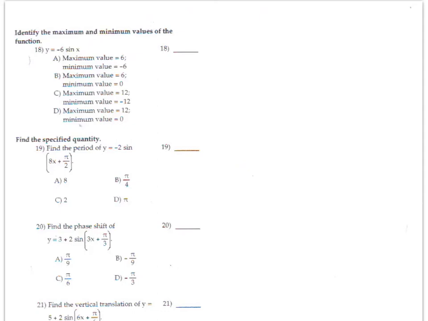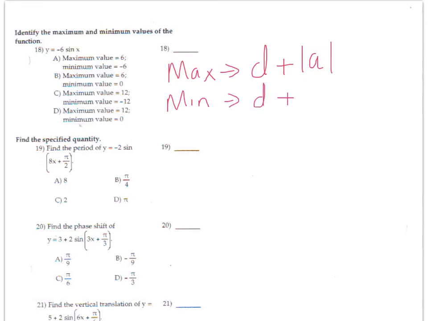Okay. Problem number 18, maximum and minimum. Well, there's going to be a maximum. If you could please memorize the formulas. For the maximum, it's the D plus the absolute value of A. And for the minimum, it's the D minus the absolute value of A. Now, we don't have a D here, so that's just 0. So the absolute value of negative 6 is 6.